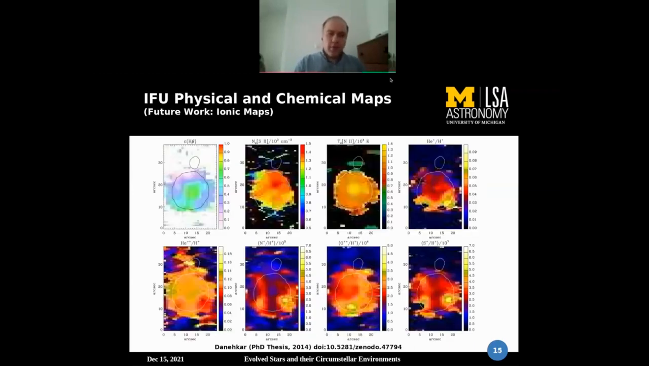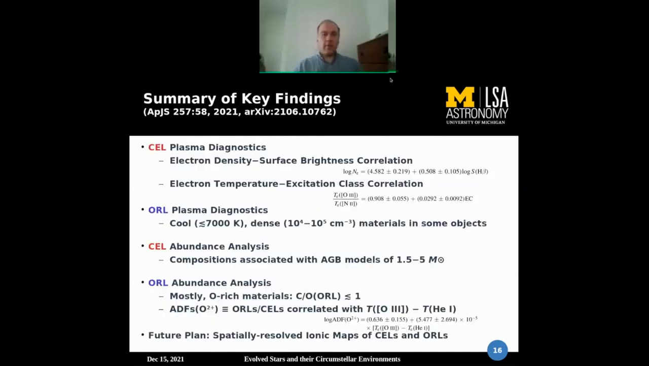And in future work, I plan to present the ionic maps of these objects. The ionic maps are currently available in my PhD thesis, and this may help us to better understand the origin of abundance discrepancies in some PNe around Wolf-Rayet central stars. And here is my last slide, a summary of my key findings.